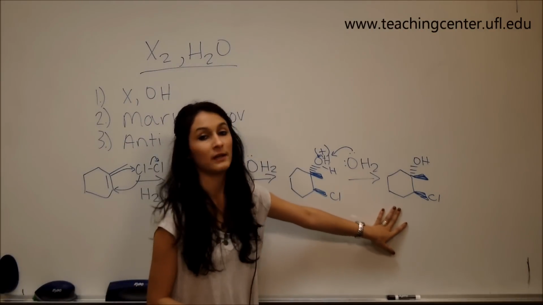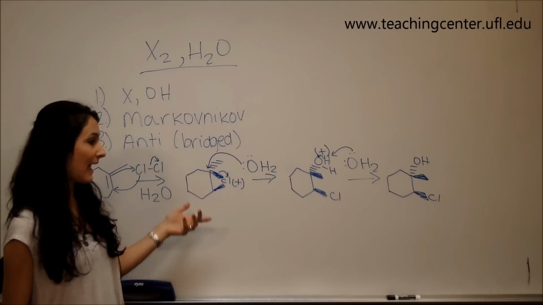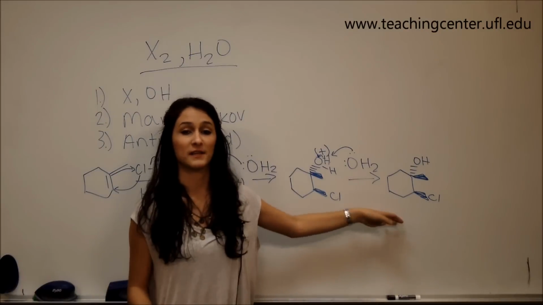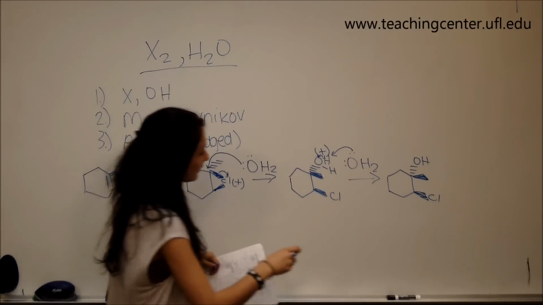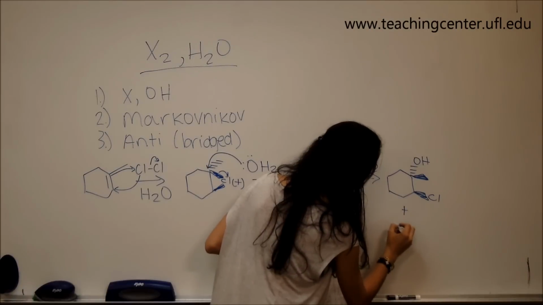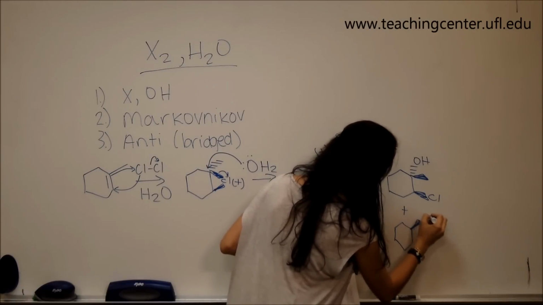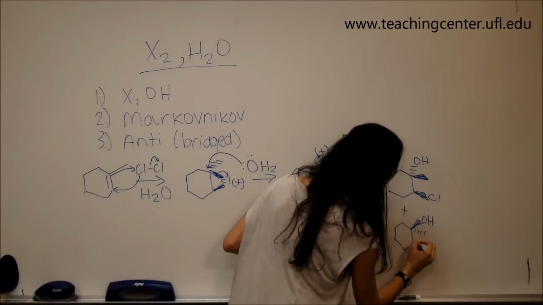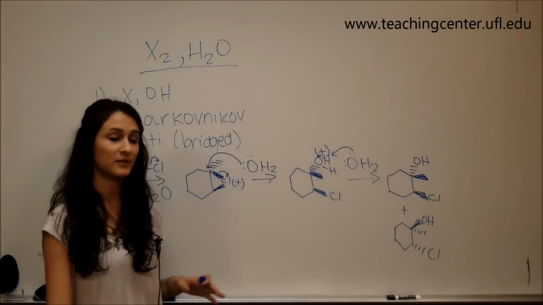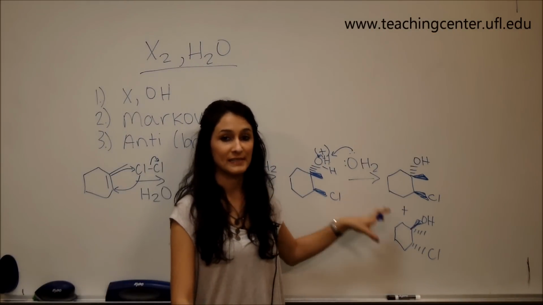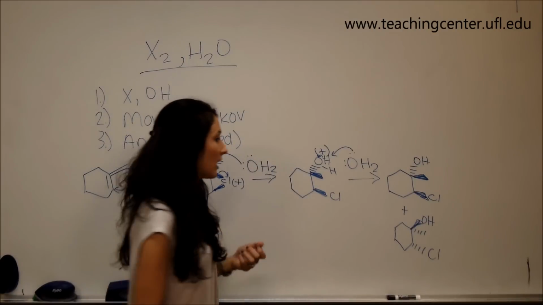Now, the chlorine in the beginning could have come in from the backside. And if it had, then everything here would be reversed because the OH2 would have come in from the front. So what you would get here would be this. And the relationship between those two is that they're racemic. So these are enantiomers. So this is going to be a racemic mixture of these two.